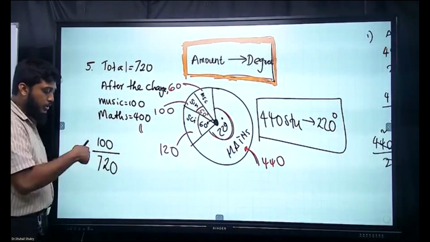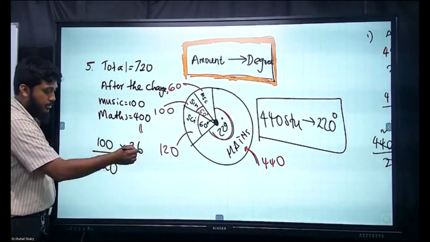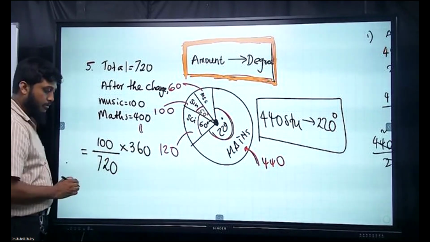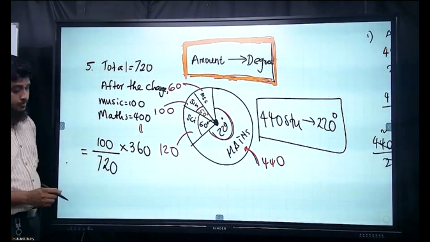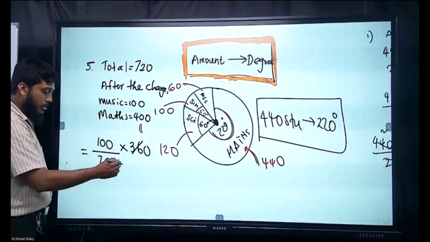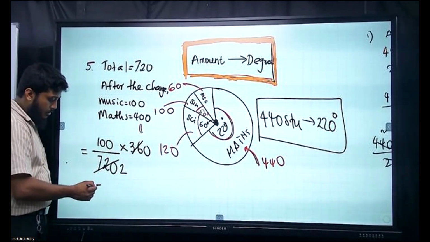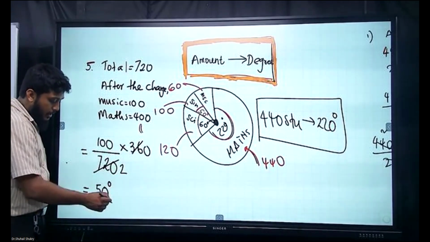720 people. Now, if you want to put this to a pie chart, you should multiply this by 360. Everyone can understand? 360 and 720. If you simplify, it will be 2. 100 divided by 2 means 50 degrees.